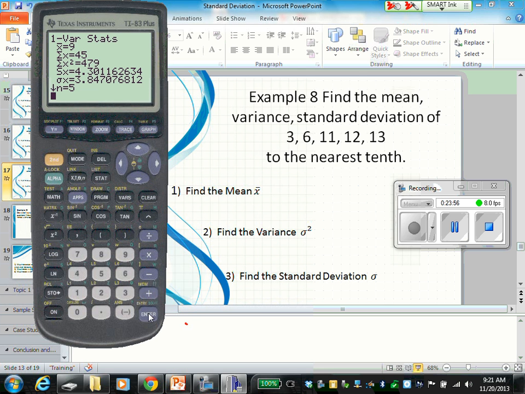All right, so what's our mean? 9. What is the standard deviation? 3.8. What's the variance? 14.4? 44? 44. So 14.4 or 14.44, depending on where you round to.